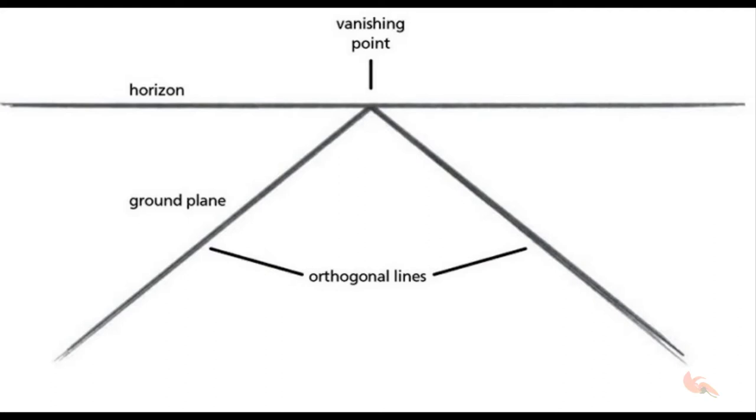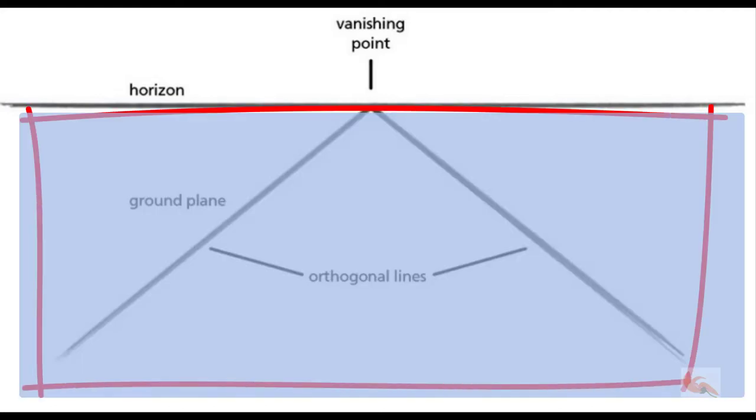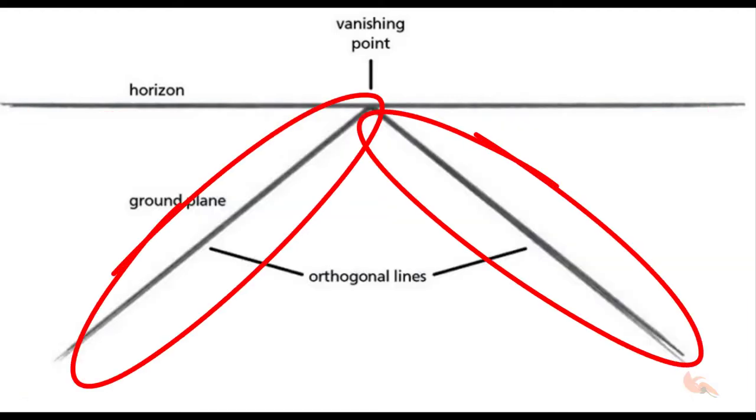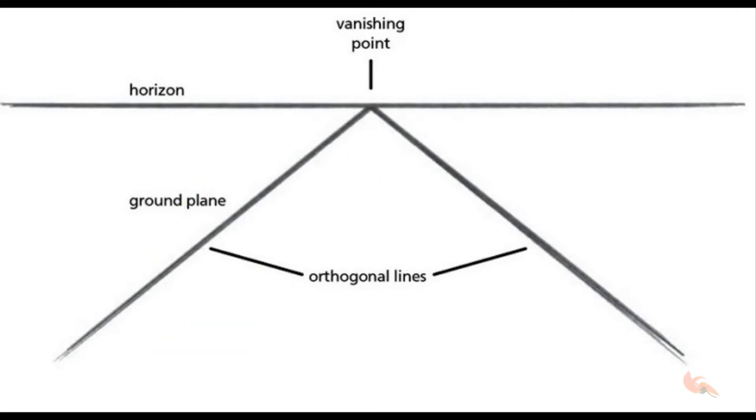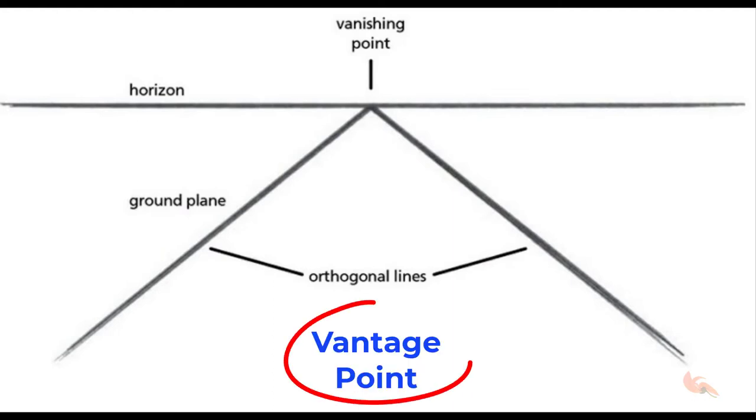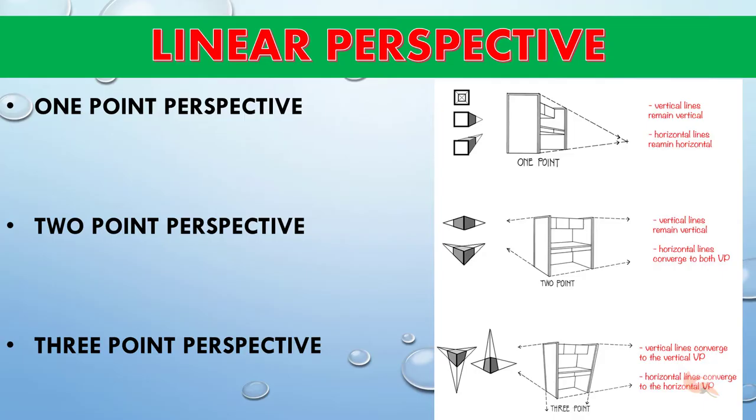Ground plane. This is the horizontal plane below the horizon. It can be land or water or both. Orthogonal lines. These are the lines that are directed towards the vanishing point. Vantage point. This is the point from where the scene is viewed. It's not same as the vanishing point. In fact, it is the opposite of vanishing point.